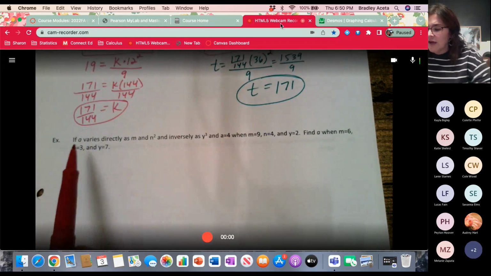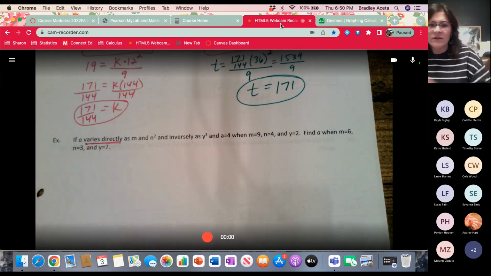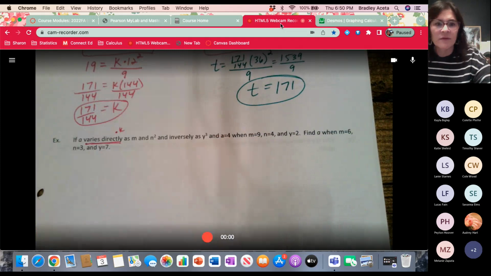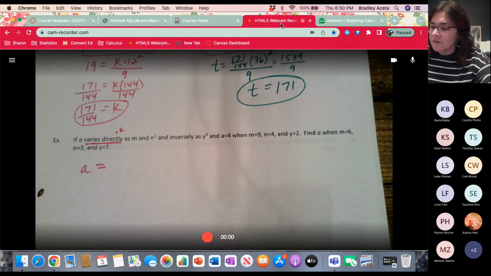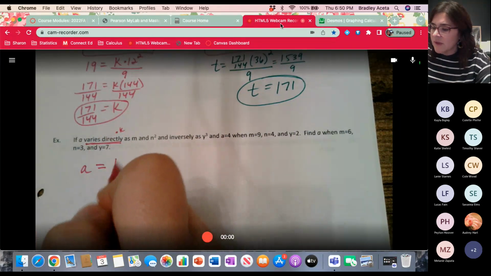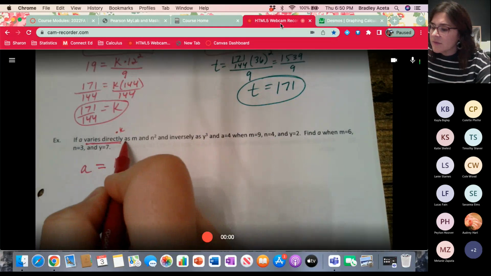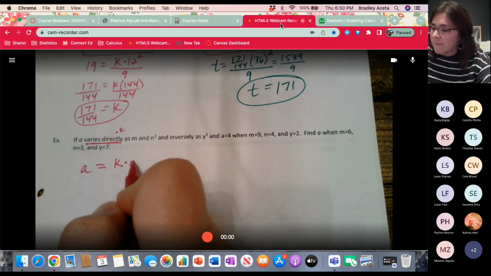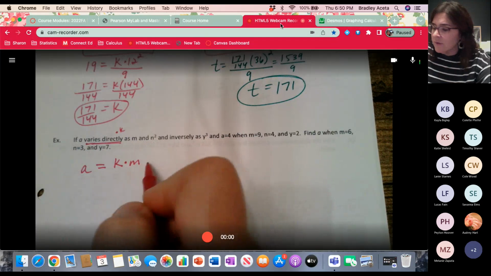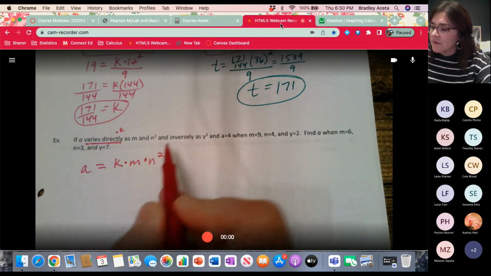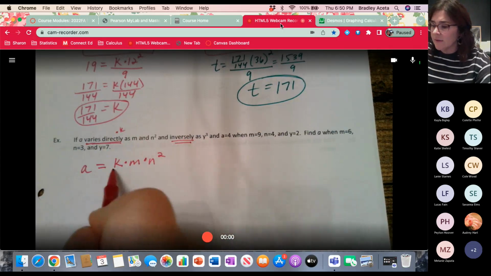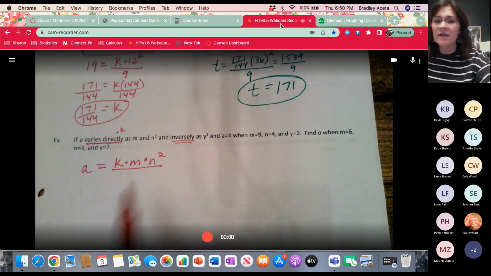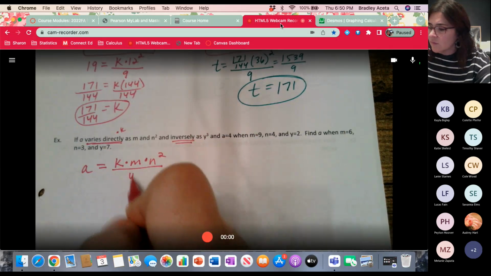If A varies directly, when you see that word varies directly, just think times by k, multiply k. Okay, so if A varies directly, so times by k. What am I going to times by k? I'm going to times the next little sentence, m and n squared. Okay, so n squared. Inversely means divide that k. So I already have a k, just divide by it. What am I going to divide by? y cubed.